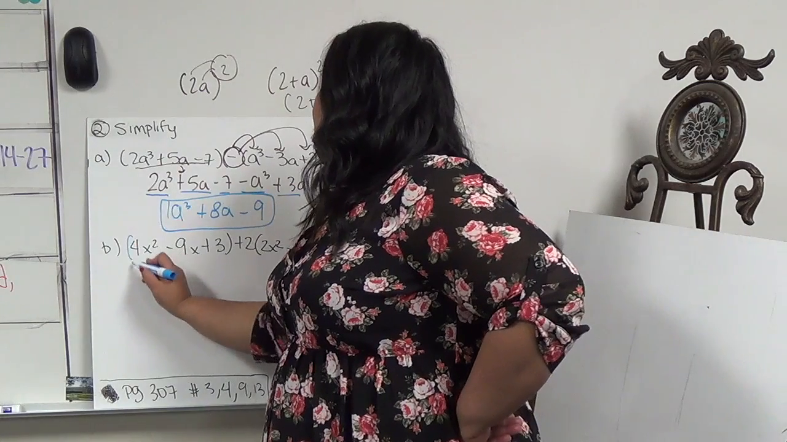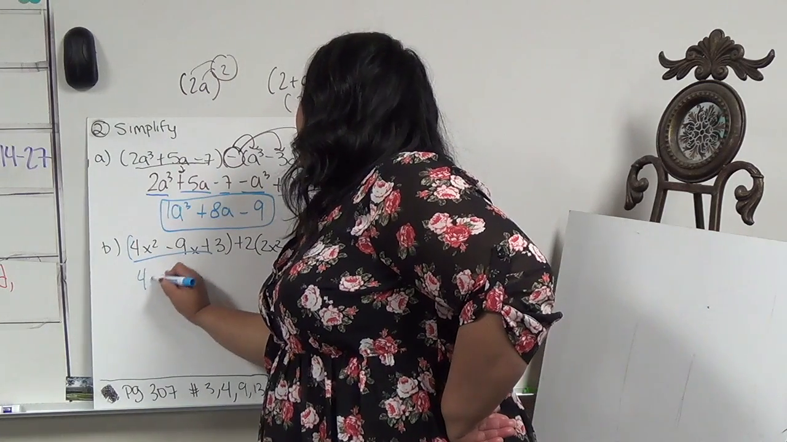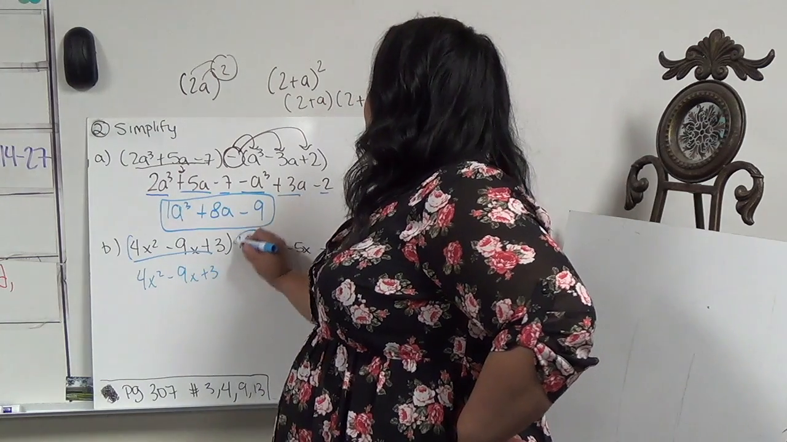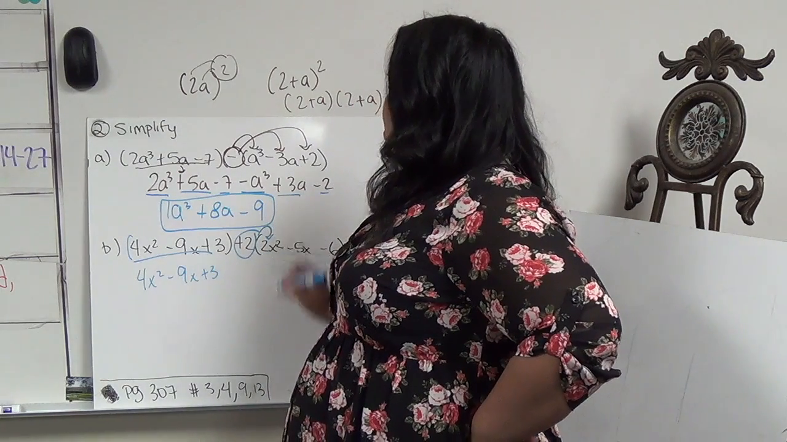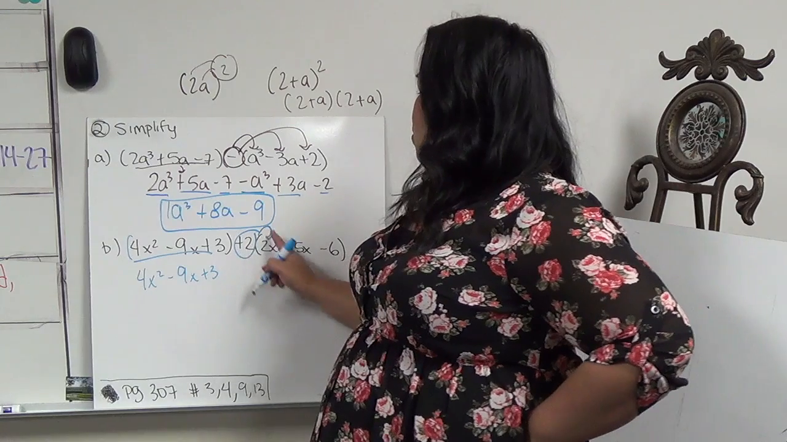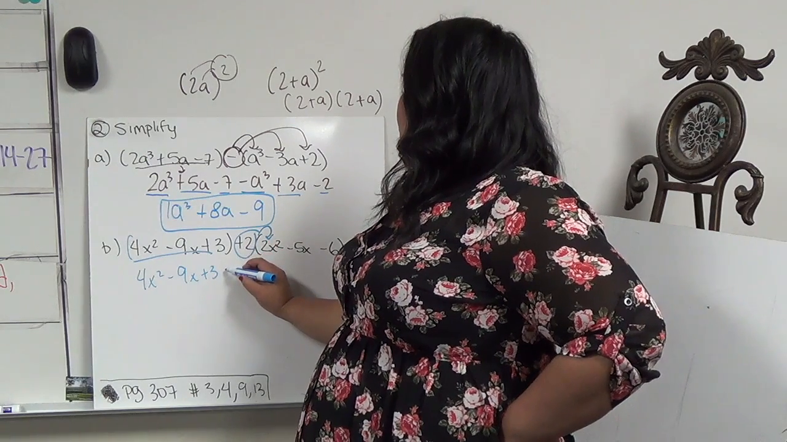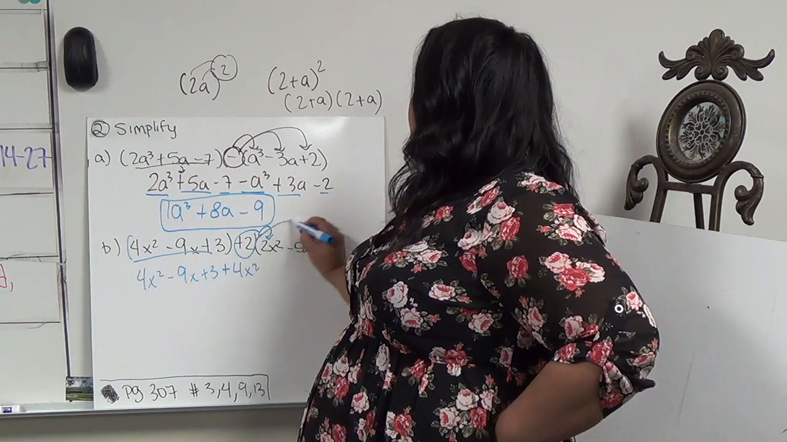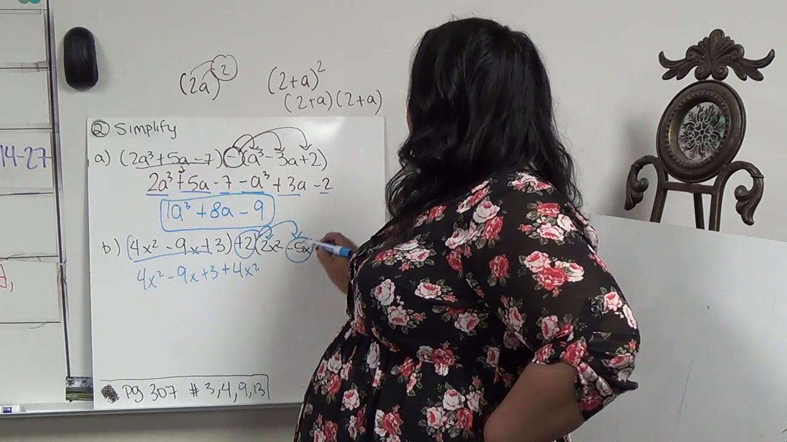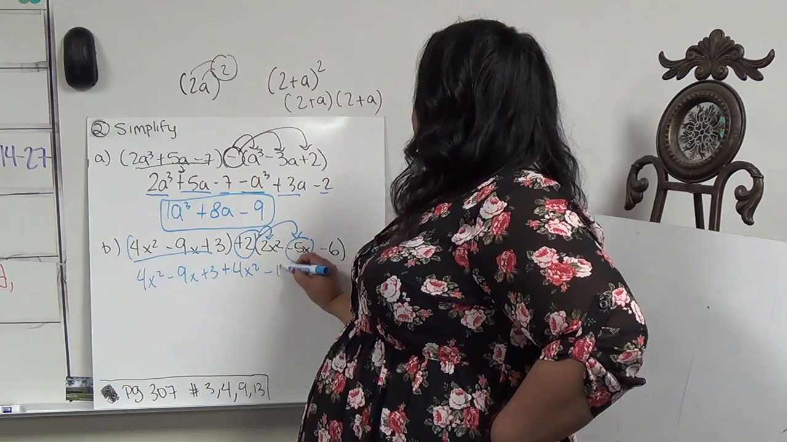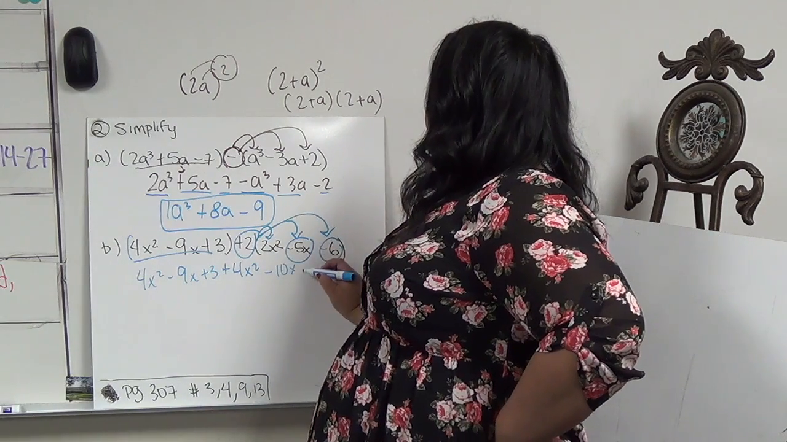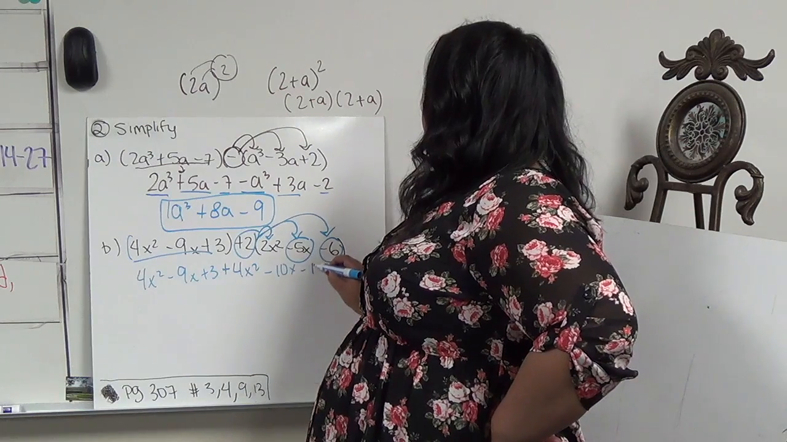I'm going to go ahead and rewrite this whole thing down here. So 4x squared minus 9x plus 3. And I'm going to take this whole thing and distribute it so I can get rid of the parentheses. So positive 2 times 2 is positive 4x squared. Positive 2 times negative 5 is negative 10x. And positive 2 times negative 6 is negative 12.